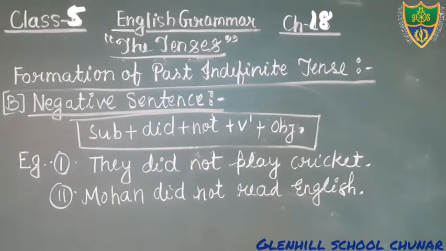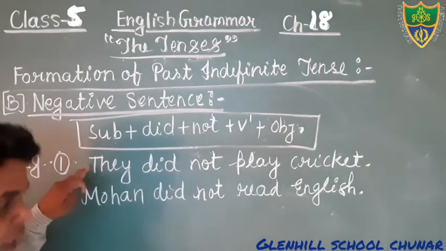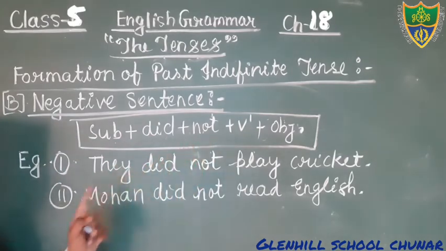You can see this is your structure: subject will be there, did, then after not, then after first form of the verb, then after object, then after full stop. And these two are the sentences, or examples, of negative sentences. They did not play cricket. Mohan did not read English. Okay, so just write down.